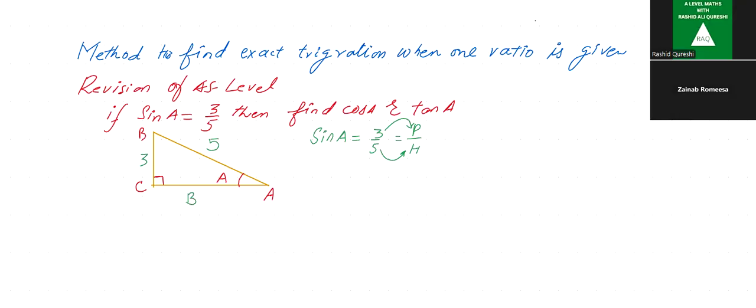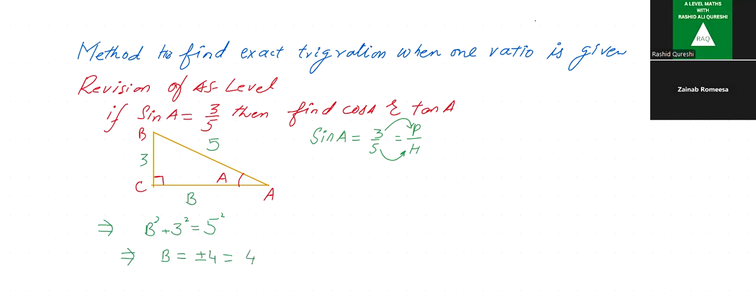This implies, by using the Pythagoras theorem, b square plus 3 square becomes 5 square. If I am not wrong, b becomes plus minus 4. But in this case, in AS level, this one is plus 4. The negative sign will be removed.